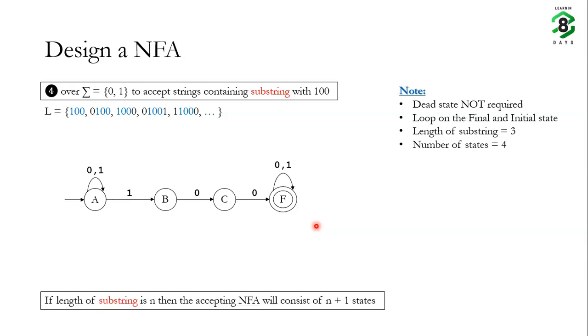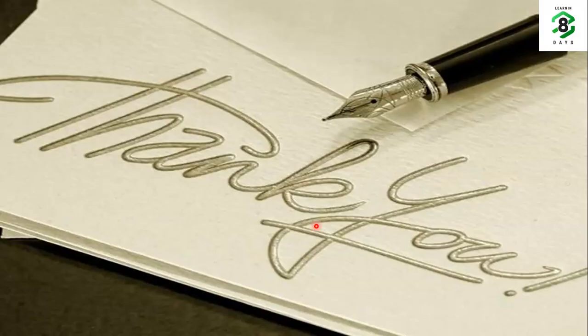So in general, if the length of the substring is n, then the accepting NFA will consist of n plus 1 states. So in this class, we discussed some problems on NFA. In the next class, we will continue this and discuss some more problems on NFA.